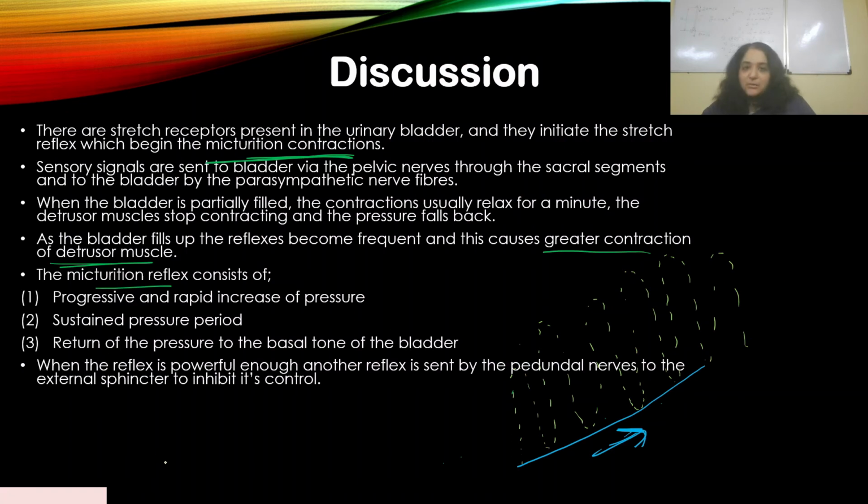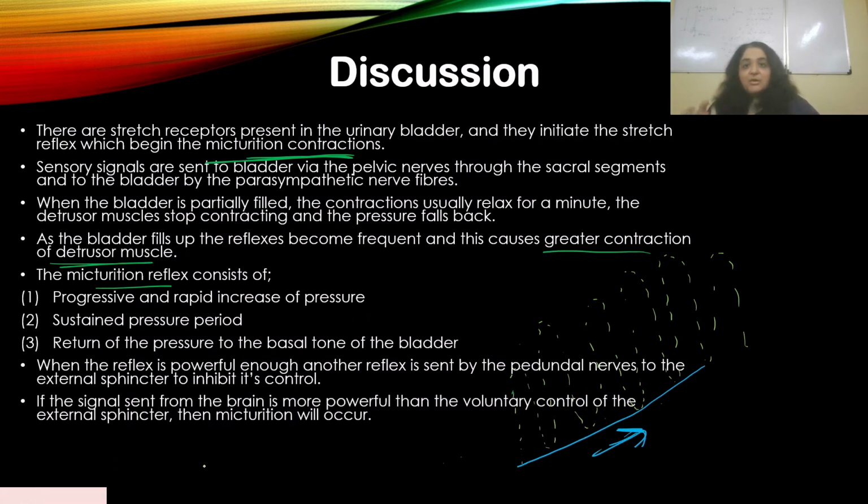When the reflex is powerful enough, another reflex is sent. When there's too much pressure and the reflex is very powerful, the bladder is almost full and it's time for you to micturate. There are pudendal nerves which are attached to the external sphincter. The external sphincter is a voluntary muscle, correct? So a signal is sent there to inhibit it, and when that inhibits, micturition will happen, and that is only possible if the signal that is sent to the brain is powerful enough.